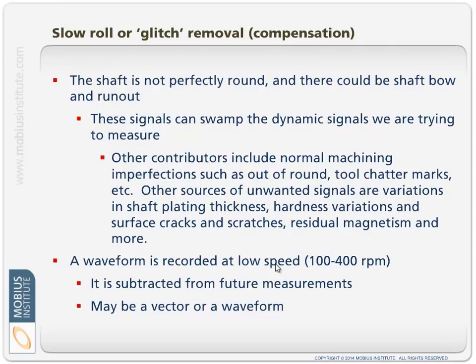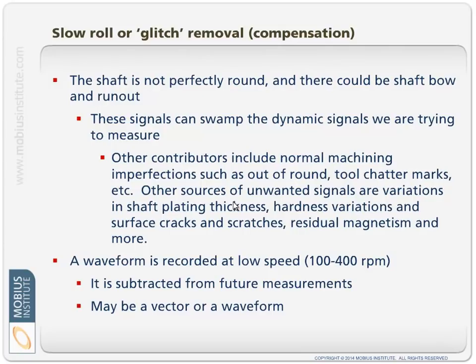We can capture a waveform, which represents one rotation of the shaft. And then through the wonders of electronics and mathematics and signal processing, we can subtract that waveform from any future measurements, because in theory that would compensate the signal for the glitches, as they're often called, on the shaft. And that's why it's sometimes called slow roll compensation. Slow roll because we take the data at just a slow roll, and we're compensating future measurements for those problems we've just mentioned. It's also often called glitch removal as well, because we're removing the glitches.